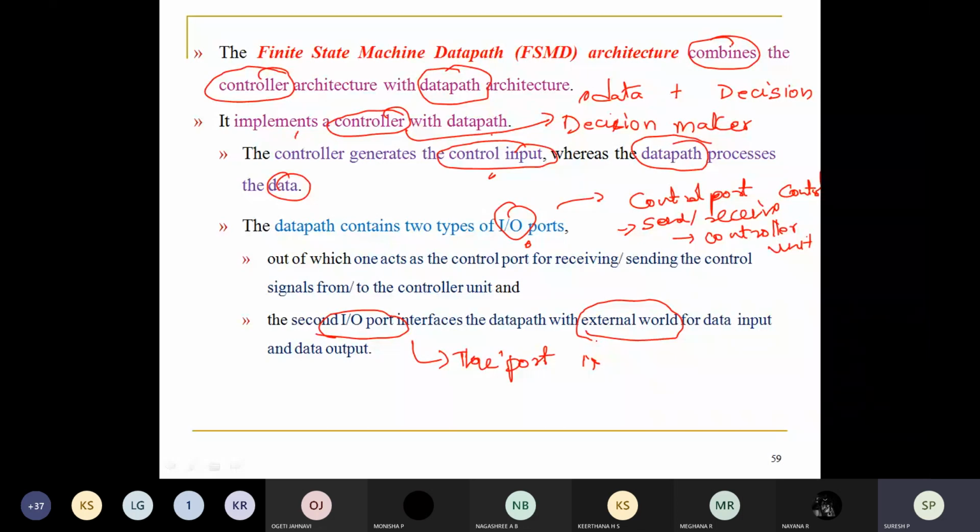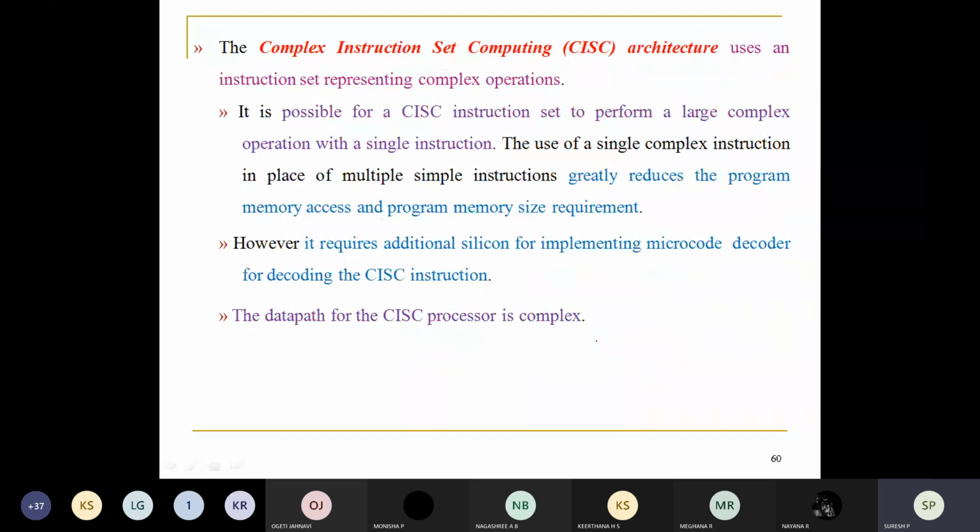Next, when it comes to complex instruction-set computing, you already know this. It uses an instruction set representing complex operations. That means it includes retrieving data from memory and placing it onto the register. So it performs two or more operations in a single instruction, or as some textbooks say, in different fractions. It is set to perform a large complex operation, which means two to three operations are completed in a single instruction.